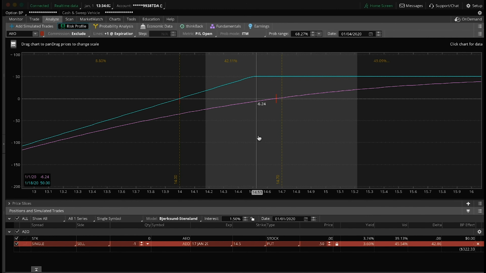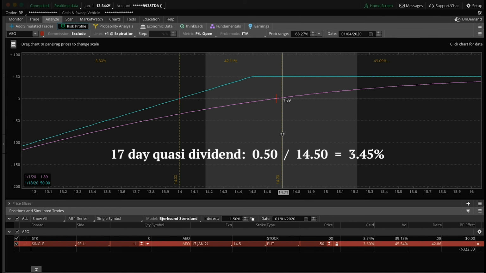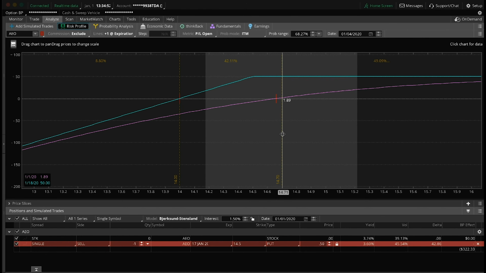Now that may not seem like much. Sometimes people think, oh, 50 cents, that's only a tiny credit. But if you calculate that, it's actually almost 3.5% of the strike. So if you view it in the context of a 17-day trade, a 3.5% dividend over 17 days is pretty solid. If you open these types of trades consistently, and especially over multiple different underlyings, you can imagine that the rate of return can be pretty significant in the long run. But as an individual standalone trade, it's certainly getting paid enough to open it.